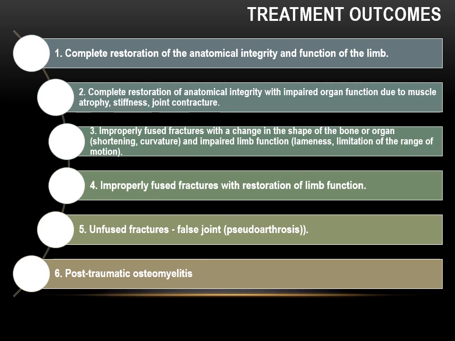The third outcome is probably a very unpleasant outcome, when there is an incorrect fusion of the fracture with a change in the shape of the bone, with shortening, curvature of the limb, with a violation of the function of this limb, with the development of, say, lameness or restriction of movement. Such a situation, of course, most often leads to persistent disability, often to its lifelong form. And patients, remaining disabled, of course suffer. They suffer from a violation of the self-service function, and in general in terms of socialization.